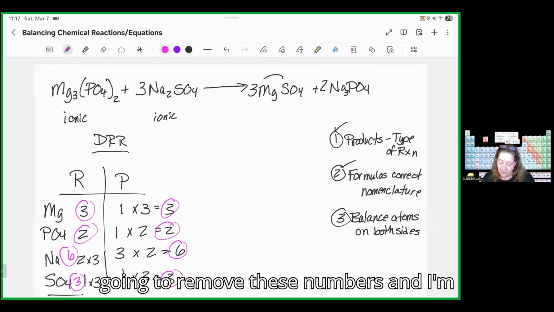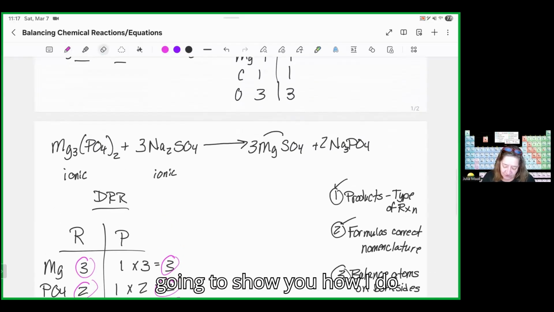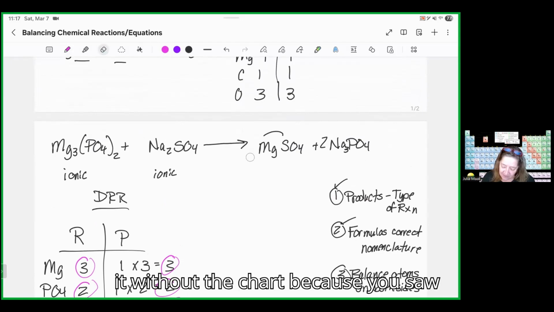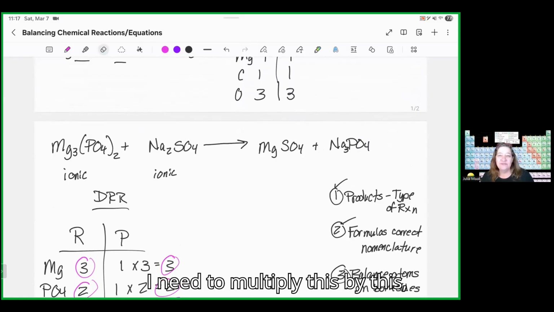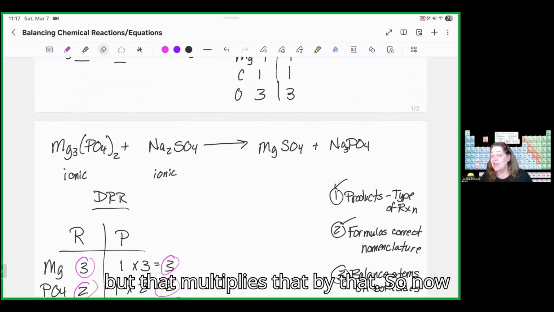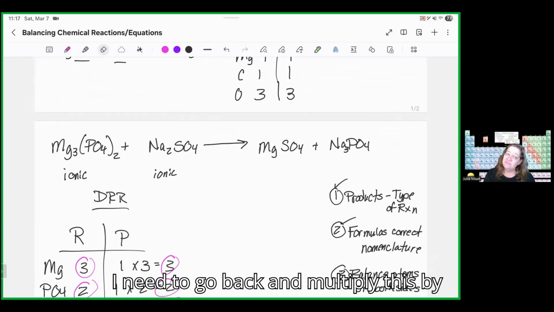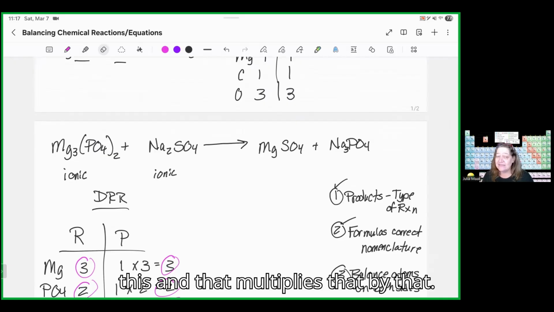So I am going to remove these numbers and I'm going to show you how I do it without the chart. Because you saw how confusing that can be. Like, oh, I need to multiply this by this, but that multiplies that by that. So now I need to go back and multiply this by this, and that multiplies that by that. And so it can get kind of confusing.